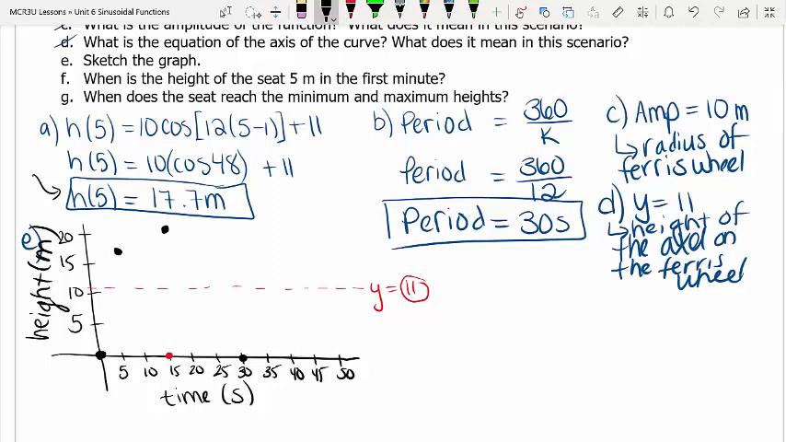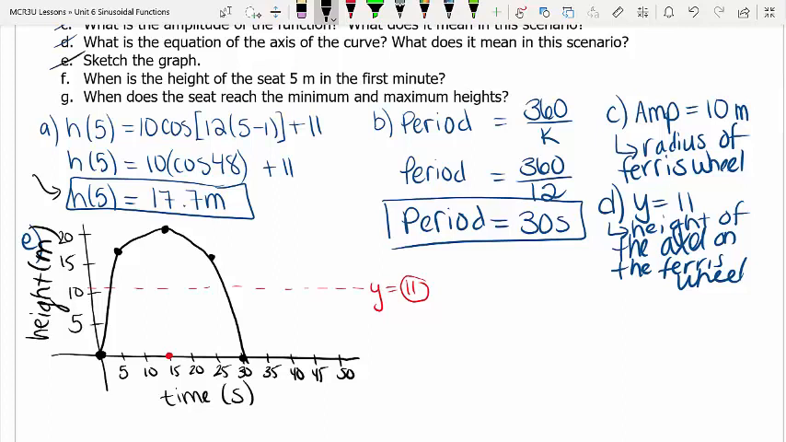Okay, and then if you really understand how to draw these cosine graphs, you know that they're symmetrical. So if there's a point at 5 and 17.7, there's also going to be a point at 25 and 17.7. Okay, now we're going to connect the dots. Obviously it's not absolutely perfect because I didn't use an actual grid, but now we have a good sense of what our function looks like when it's graphed. It's a cosine function that has been reflected on the x-axis.